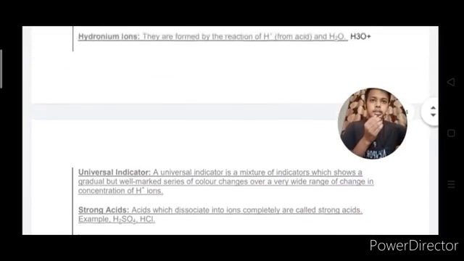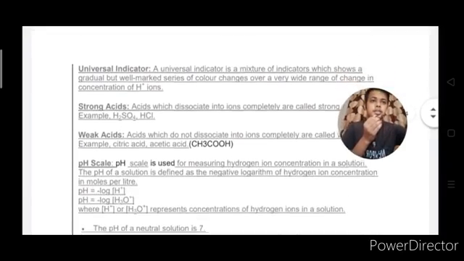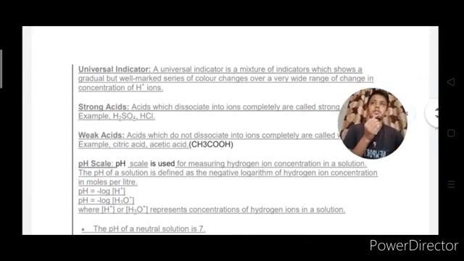What is that? That is indicator. I have just written here universal indicator. You should know other things also. What do you mean by indicator? The name itself suggests. नाम से आपको पता चल रहा है, क्या पता चल रहा है? The substance which shows acidic or basic behavior of another substance by changing the color.